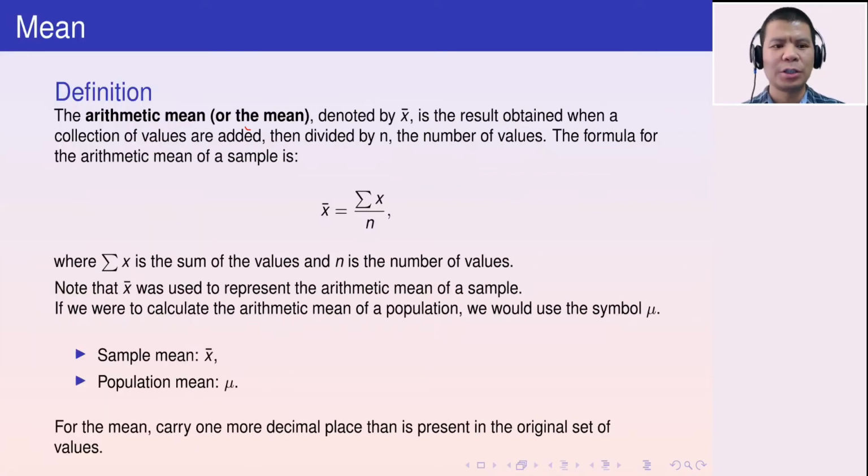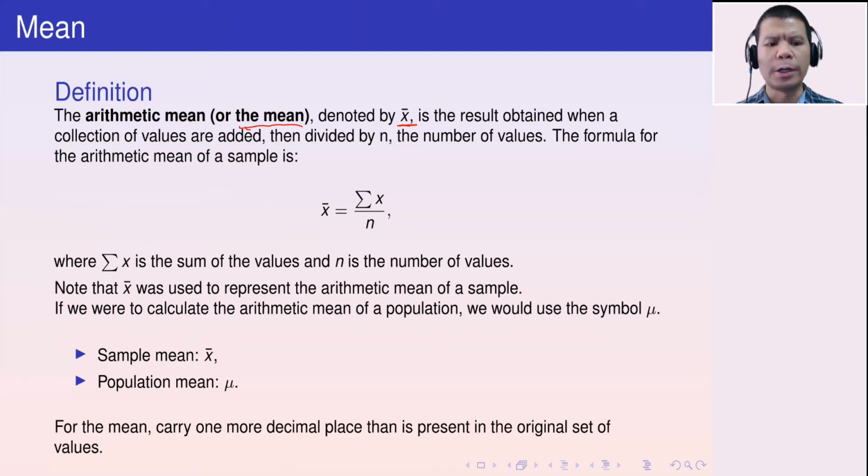Now, the first one is the mean. What is the mean? The arithmetic mean, or the mean, denoted by x bar, is the result obtained when a collection of values are added and then divided by n, the number of values. So you take the summation and then divide by the number of values, which is the average. But in statistics, we say the mean instead of the average. The formula is the same as taking the average, but in statistics, we say the mean.